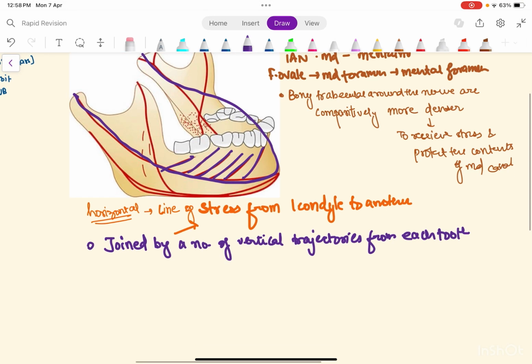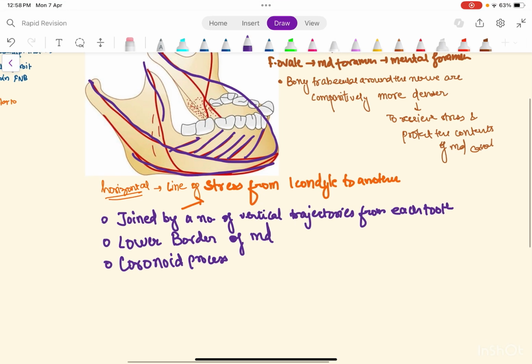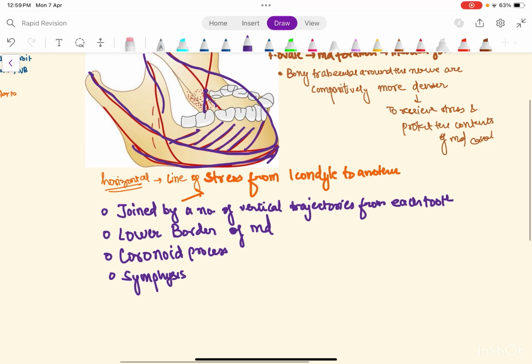Then you have some others also. See, this is the lower border of mandible. Here also you have the lower border of mandible. Then you have something from the coronoid process also. Then you have certain ones on the symphysis. Then look at this, and certain from the gonial angle. All right, so these are the minor buttresses.